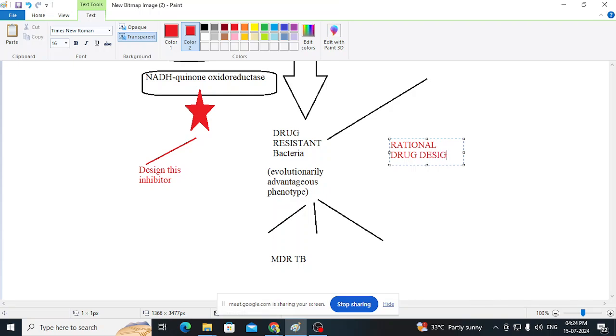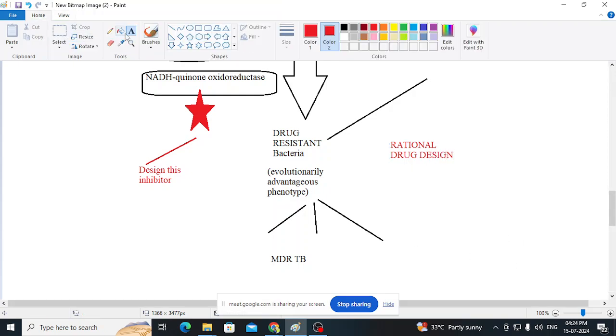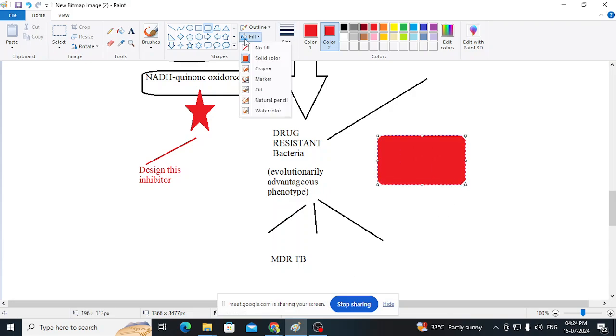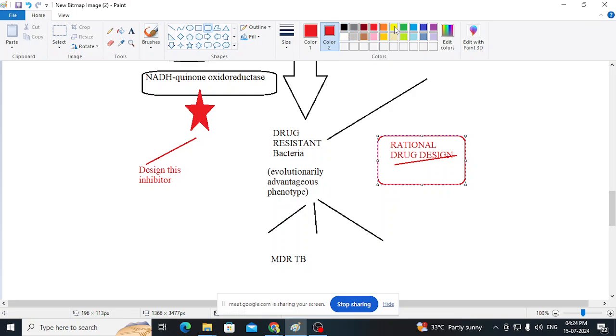And therefore, previously we used to call it simple drug design. But now we are calling it rational drug design. Why? Because many a times it has been seen that a drug has been designed, but there is no rationale behind it. Okay? So rational drug designing is very important.